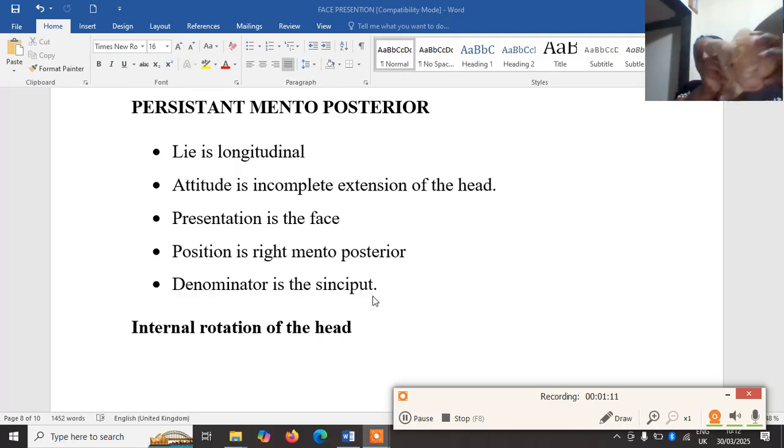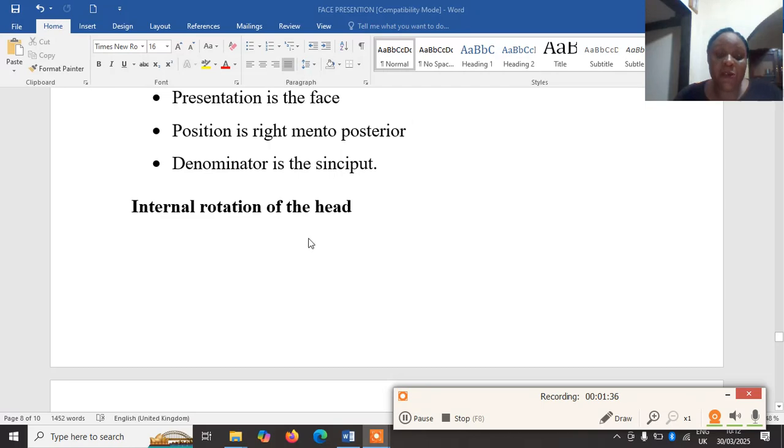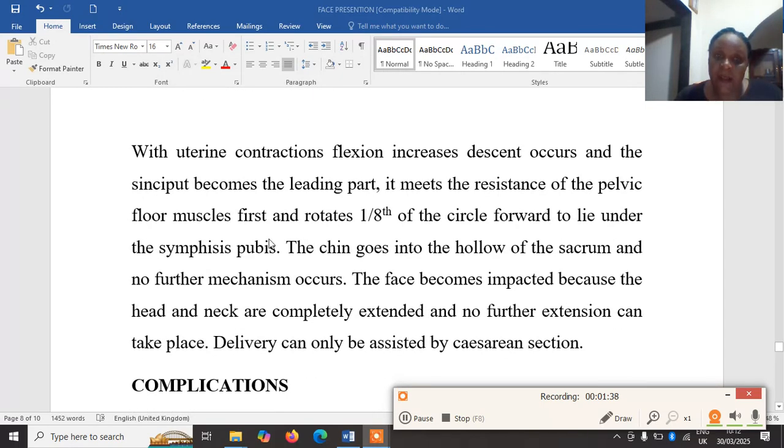When it is fully extended, it is the mentum at the lowest part. But when it is partially flexed, then this time the denominator becomes the sinciput instead of the mentum when it came in as a face presentation. So what happens is internal rotation of the head occurs. With uterine contractions, this increases flexion and descent occurs, and the sinciput becomes the leading part.